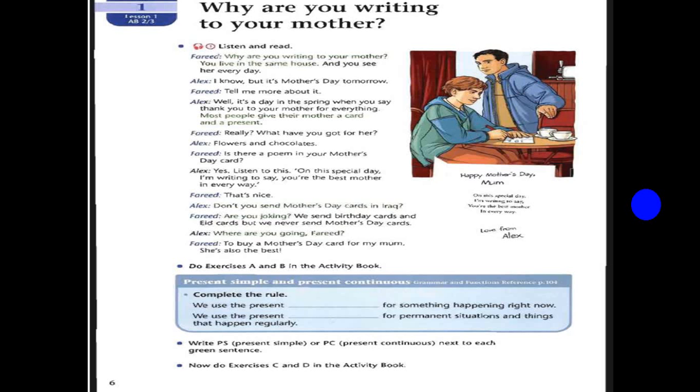Okay, after listening to this simple conversation between Farid and Alex, let's start our grammatical subject. Our subject today is about the present simple and present continuous.